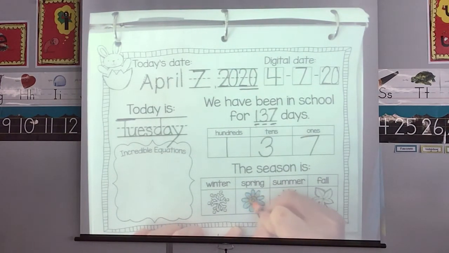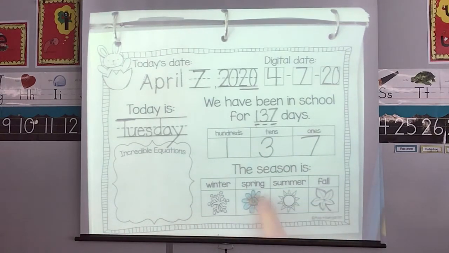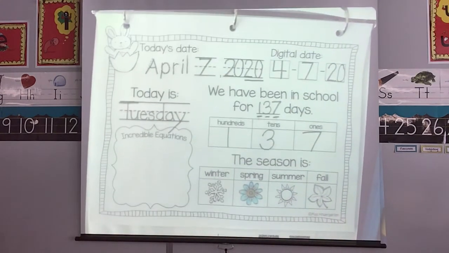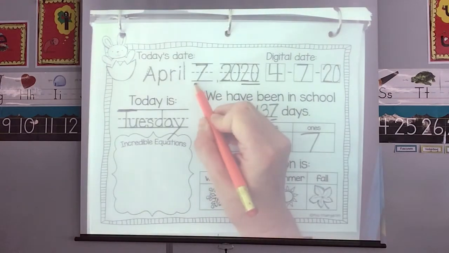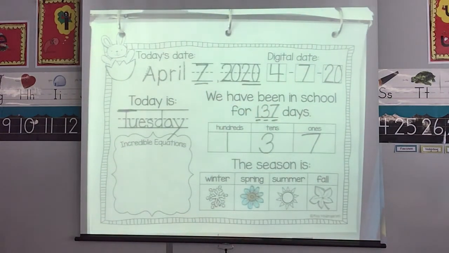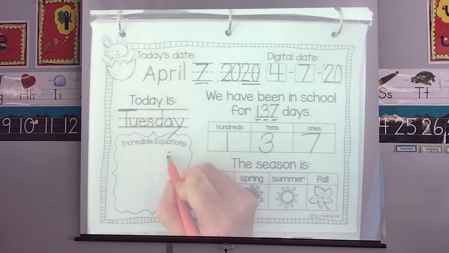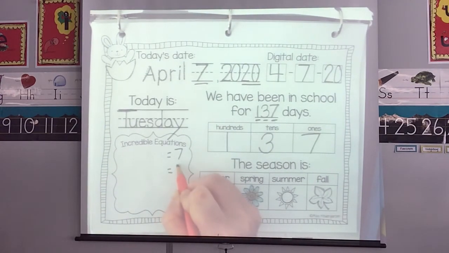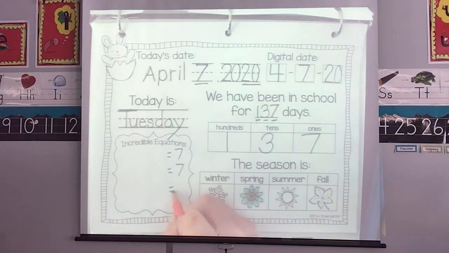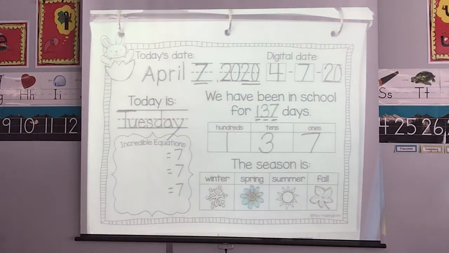It'll make it like a little posy, like a little pretty color in the middle. Okay, there we go. So now we need to do our equations. So we are going to equal the day, which is 7. So we are getting into some bigger numbers. We need to equal 7, equal 7, equal 7. So I need some numbers to equal 7.